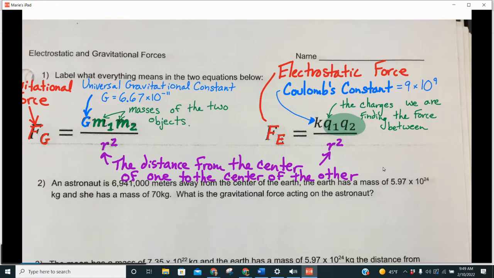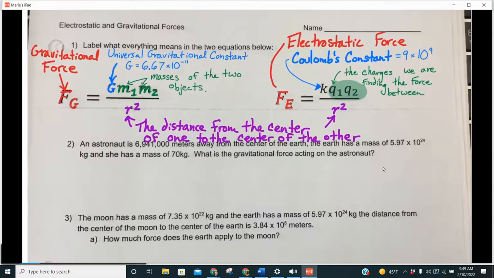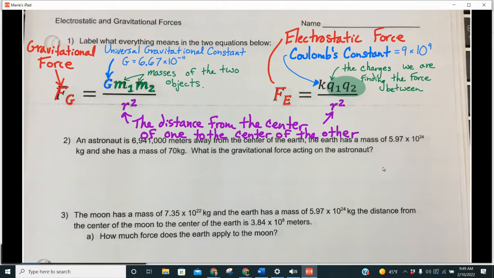Cool. All right, so let's do an example. The first thing that we need to do is identify which of the two equations we're going to need to use. This should not be terribly difficult. If I wanted to find the force between two things that have mass, which equation do I use? The one on the left or the one on the right? This one. Yeah, good. The gravitational force one, because that's the one between two masses.